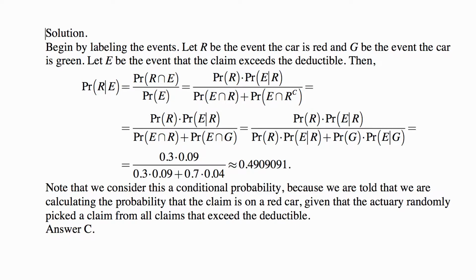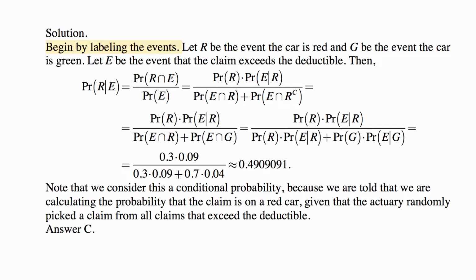Well, you can see that there's this flip-flop of probability going one way first and then a second way. So this is kind of like a Bayes theorem problem. You need to work with conditional probability. You should know that immediately. The golden rule that I ask you to always follow is that in order to clarify things in your mind, you begin by labeling the events. So let R be the event that the car is red, and G be the event that the car is green. Let E be the event that a claim exceeds the deductible.